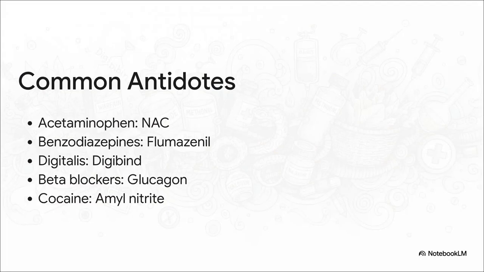Now, for other common drugs, you absolutely need to memorize these life-saving matchups. Got an acetaminophen or paracetamol overdose? The immediate counterattack is N-acetylcysteine, or NAC. For benzodiazepines, your key is flumazenil. If the heart is failing from a digitalis overdose, you deploy Digibind. And get this, for beta blockers, it might surprise you, but you actually use glucagon to rescue the heart's function. Finally, for cocaine toxicity, amyl nitrite is the go-to. Knowing these exact pairs, it's literally the difference between life and death.